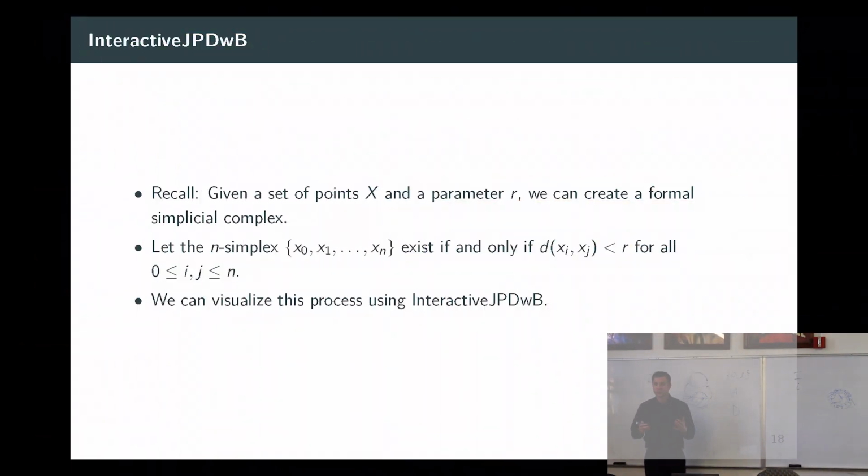So this is just, again, back to the pipeline. You're given a set of points x and a parameter r. What you do is you create a simplicial complex. And here's how the simplicial complex is created. I have an n-simplex that exists if and only if the distance between all the points in that simplex is less than r.